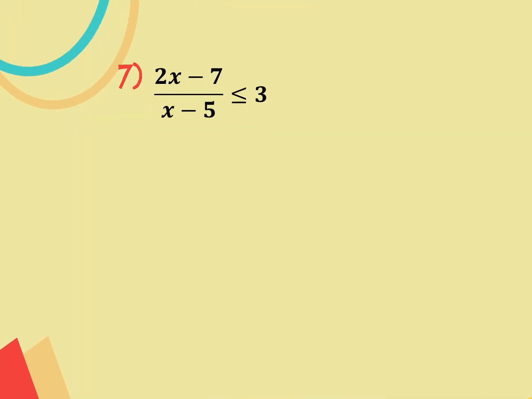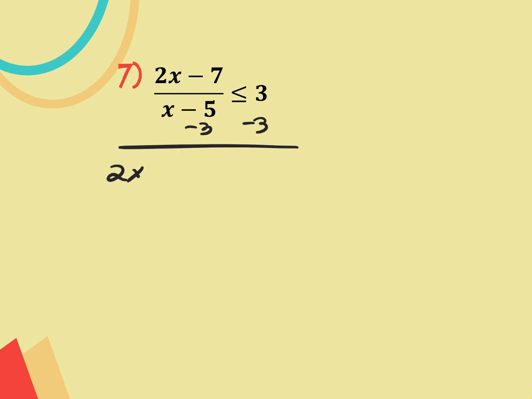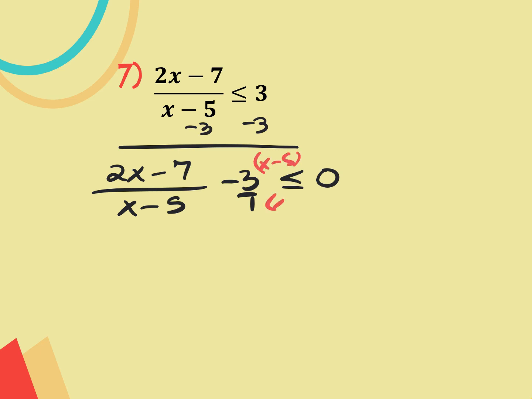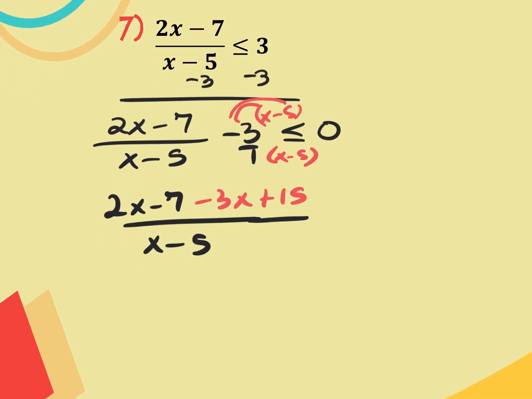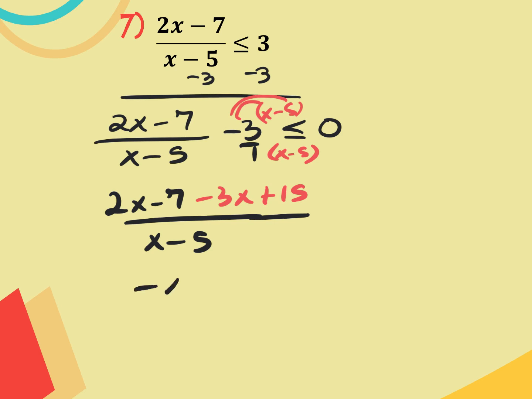For the last one, again, get a 0 here on the right side by subtracting 3. So 2x minus 7 over x minus 5 minus 3 less than or equal to 0. Common denominator, it's going to be the x minus 5. So for the denominator, just write the x minus 5. For the numerator, I have to distribute this negative 3 to the x and to the -5. I can combine my like terms. 2x minus 3x is -x. -7 plus 15 gives me +8.